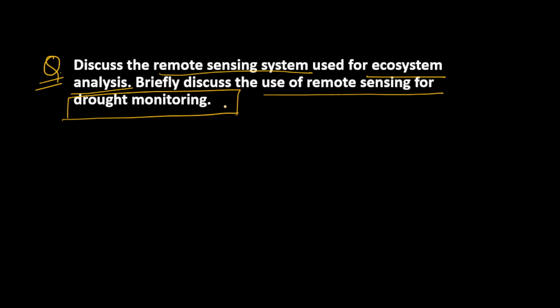So in the first part of the question, we have to simply discuss what a remote sensing system is and how it is used for ecosystem analysis. And in the second part, we have to discuss how we can use remote sensing for drought monitoring. And this question was asked in this year's civil services examination, that is agriculture optional of UPSC CSE of 2024. So let's see how we can approach the answer.